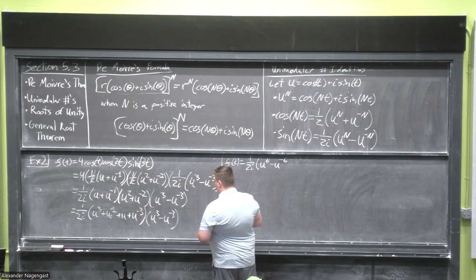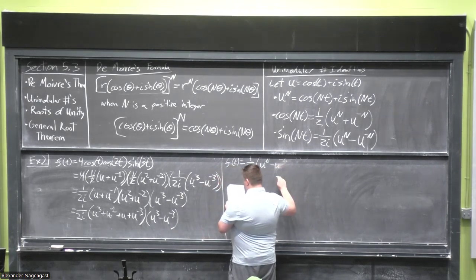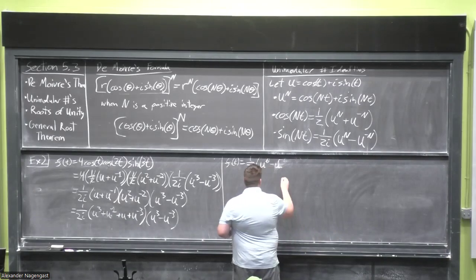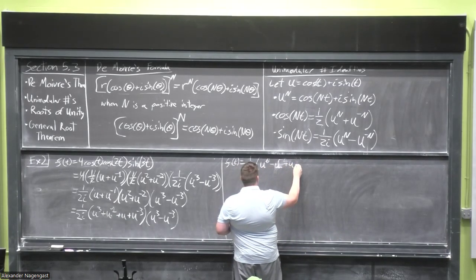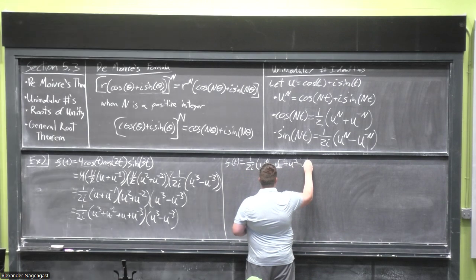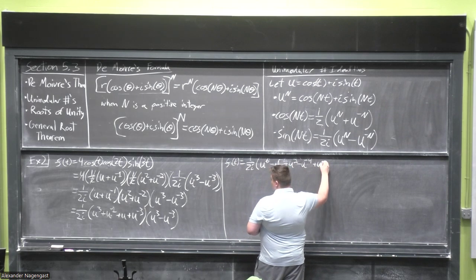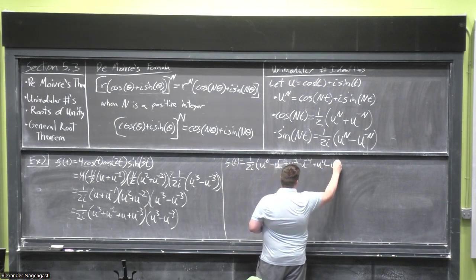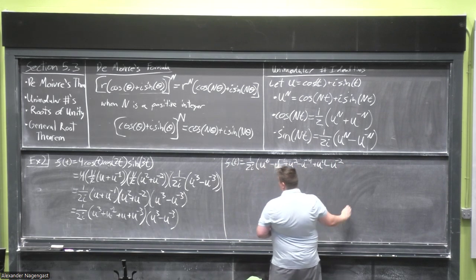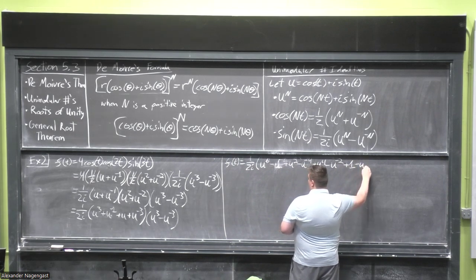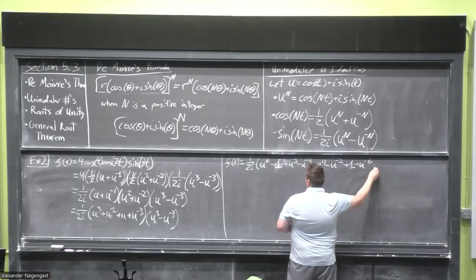No, just minus 1. So yeah, u to the sixth minus 1 plus u squared minus u to the negative fourth plus u to the fourth minus u to the negative second, and then plus 1 minus u to the negative sixth.